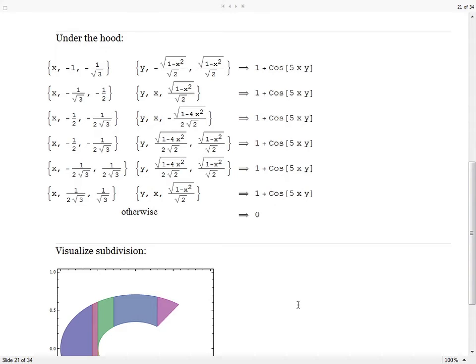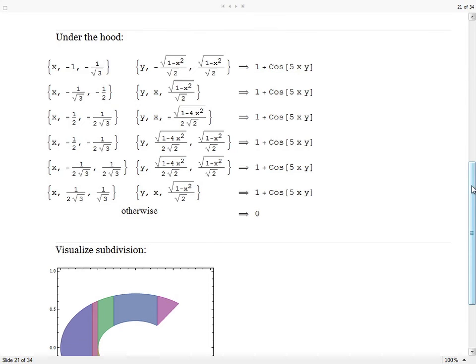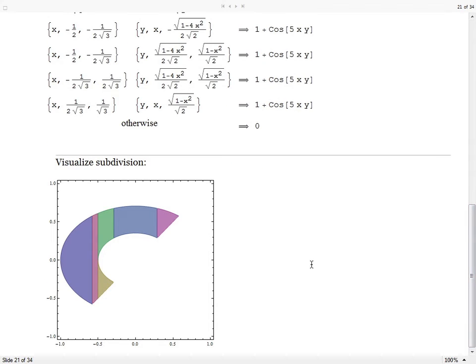Using a cylindrical decomposition and other symbolic methods, Mathematica is able to break up the predicate into these 6 distinct regions on which the integrand is non-zero. In each region, x is restricted to a specific numerical range, and y is restricted to a range that depends on x. Here's a visualization of the 6 subregions Mathematica uses to compute this integral.